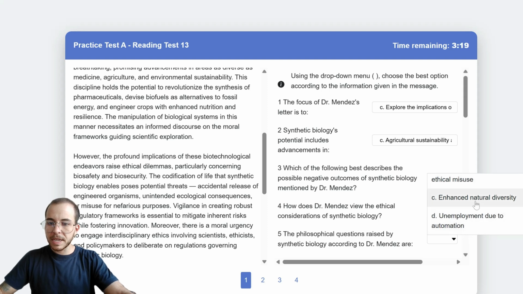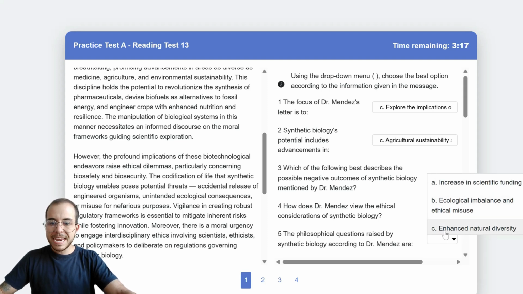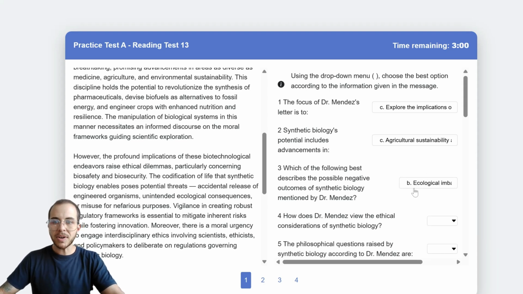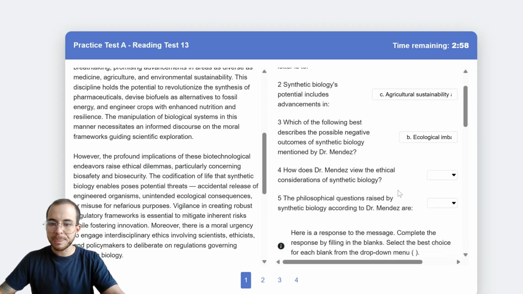B and C, enhanced natural diversity wasn't a negative outcome. An ecological imbalance and ethical misuse. Imbalance, misuse, those are both very negative words. So just by looking at the question, I could guess very correctly that I think it's that one.